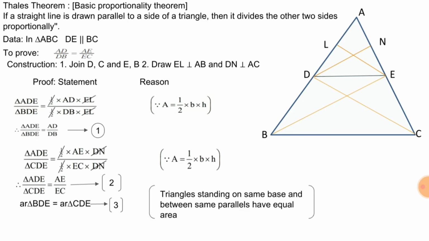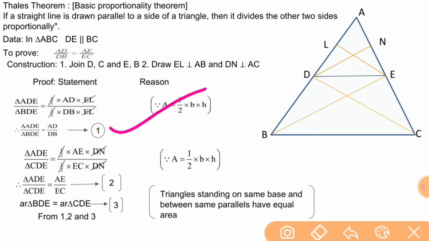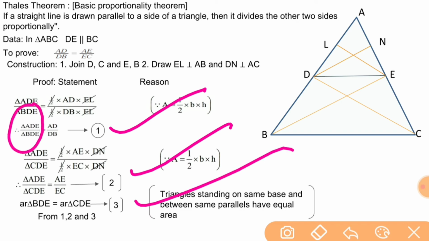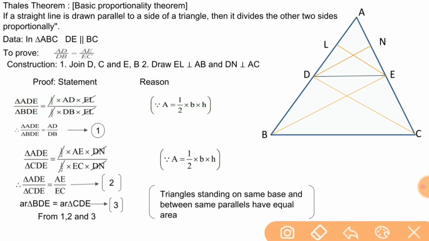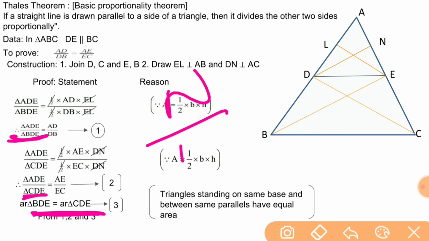When you observe clearly from equations 1, 2 and 3, we have seen that the numerator of the first equation and the numerator of the second equation are the same. No doubt they are common, so they have to be the same. When you observe the denominators, again we have proved that those two triangles are equal in area. Where have I proved it? Here in the third equation. What have I proved? That BDE is equal to CDE. Now both the numerators and denominators of equations 1 and 2 are the same.